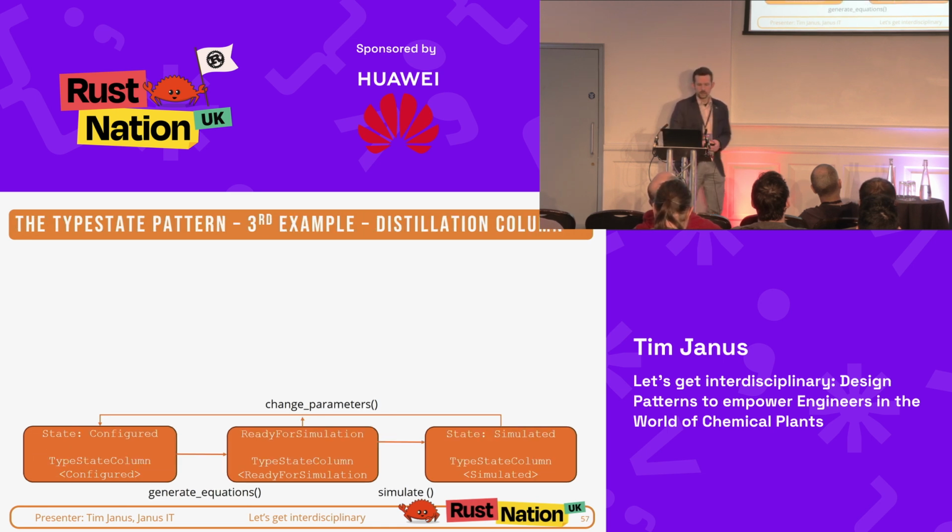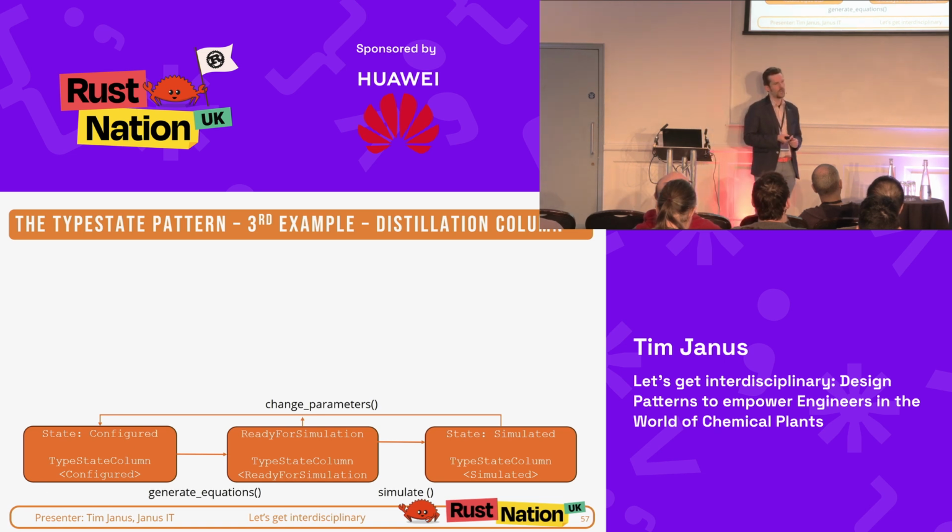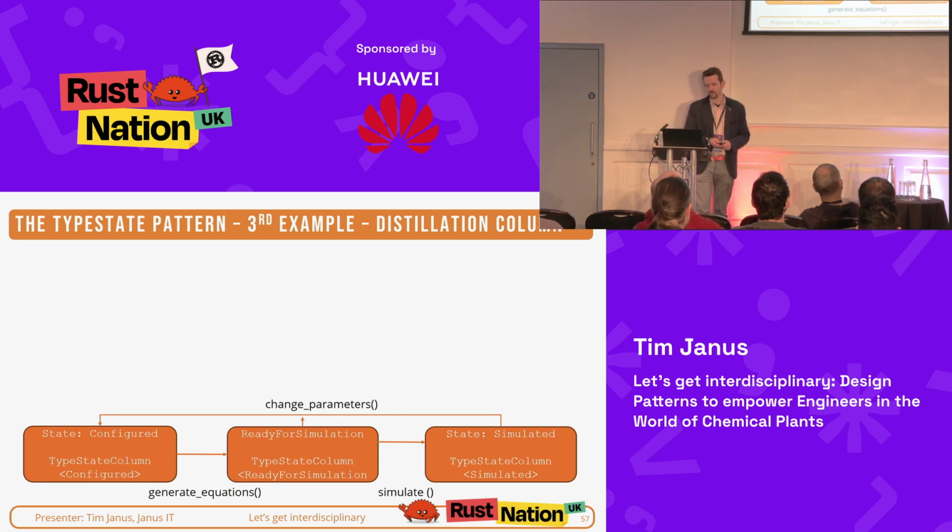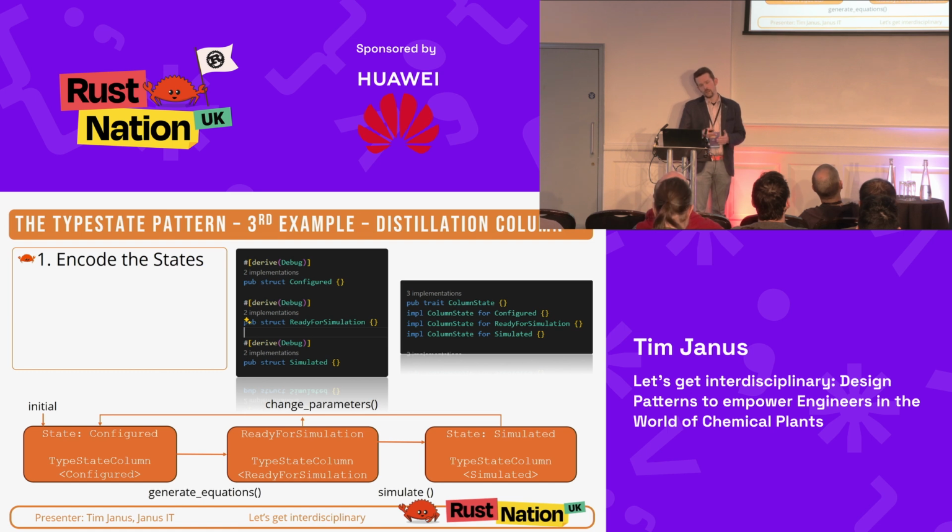Yeah, here, just the types were added. So at the bottom of the boxes, you can see TypeStateColumn as the name of our new struct, and then three different generic type parameters: Configured, ReadyForSimulation, and Simulated. And, well, yeah, that's a lot now, but we want to encode the states for Rust.